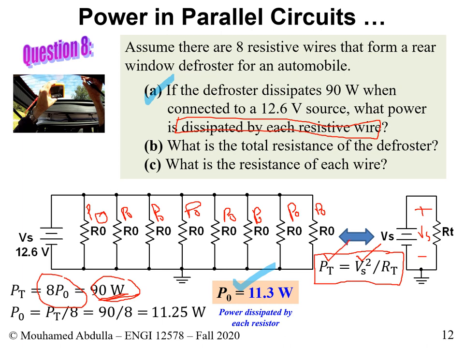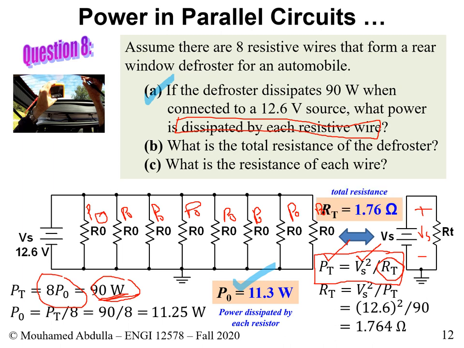The only thing that we don't have is the total resistance. So we could certainly find this total resistance. If we do that, we determine that the total resistance is 1.76 ohms, right? So that's what we got. And this basically answers our B. So we answered B as well.